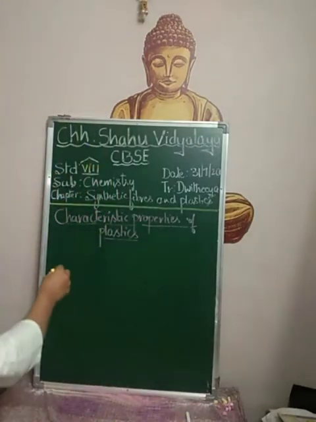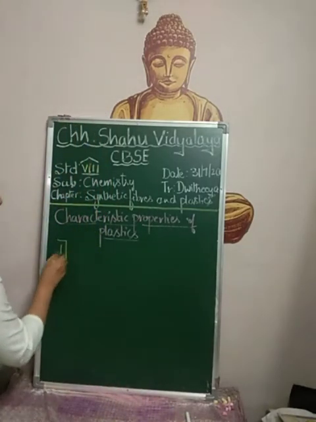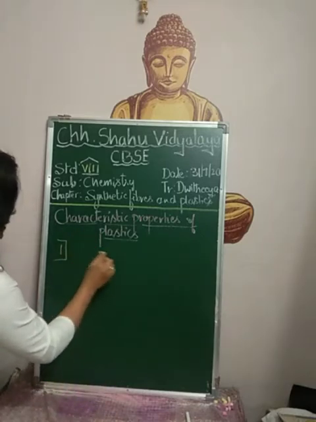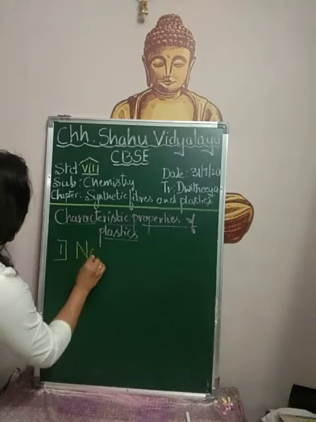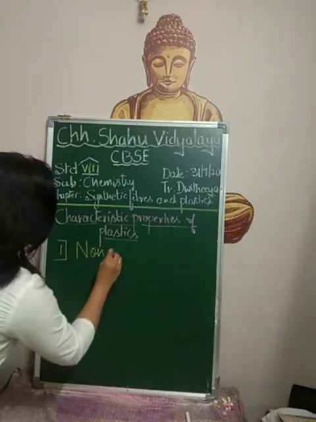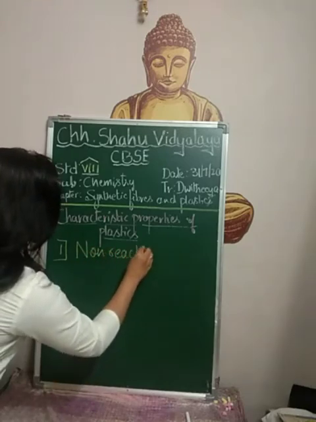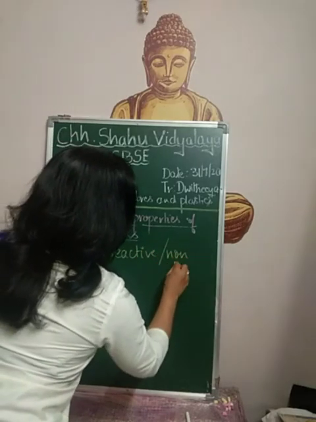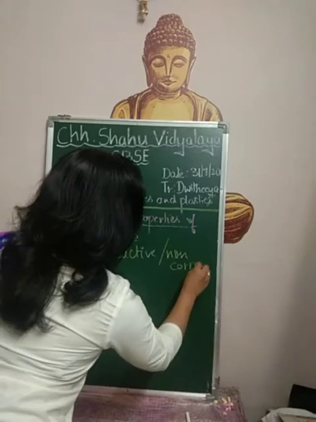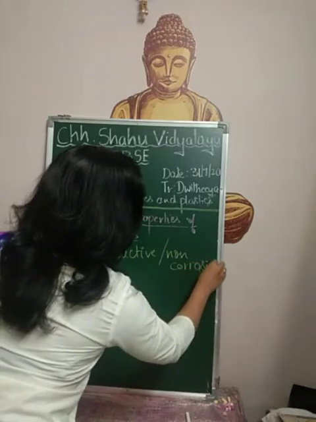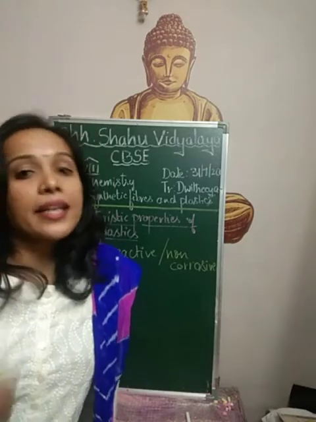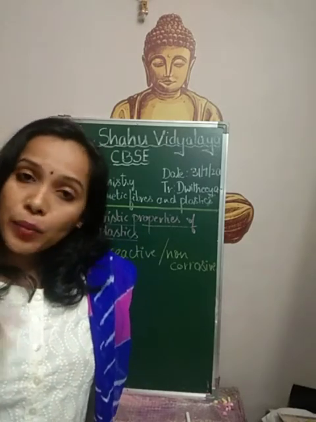Okay, coming to the first point of characteristic properties of plastics. First property is that they are non-reactive. So what do we mean by non-reactive? In other words, we can call it non-corrosive. So what do we mean by non-reactive or non-corrosive? I have already told you that they do not react with anything. They don't even react with the atmospheric gases and moisture.